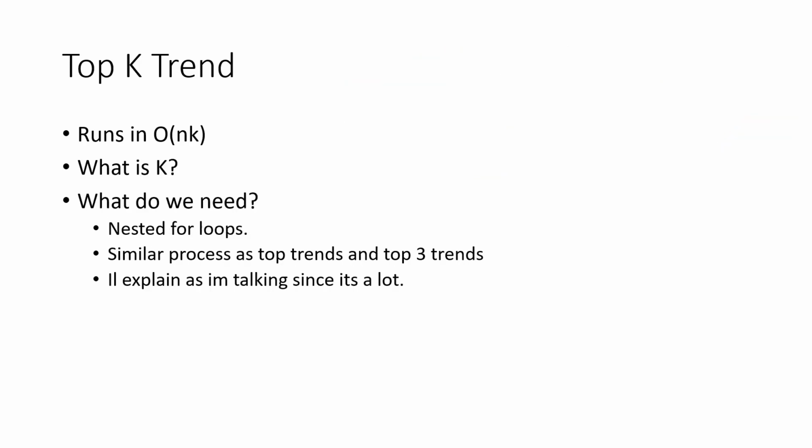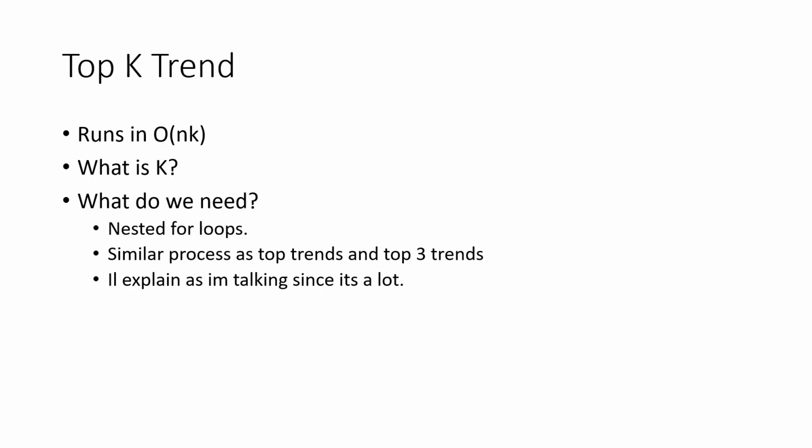Fairly simple. Now, top K trends. It runs in O of n times K. Now, as I was explaining earlier, what is K? K is a nested for loop. I forgot to mention, whenever you're doing these top trends, always remember to do a t.clear, so you don't have anything inside it already, because the parameter they passed is a vector string of t. So just make sure that t vector is cleared.